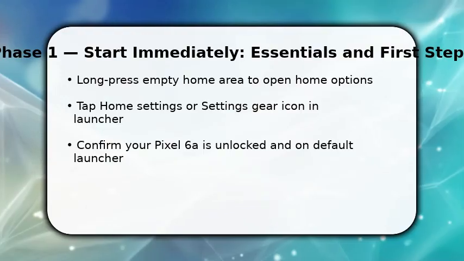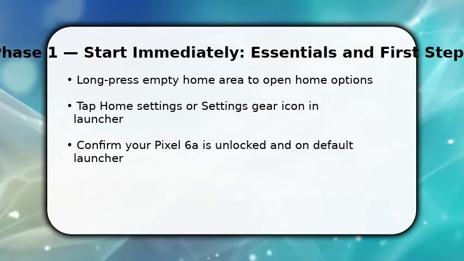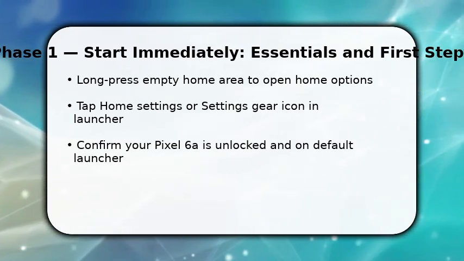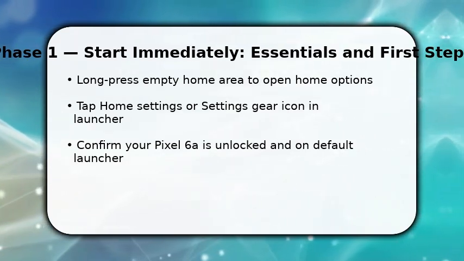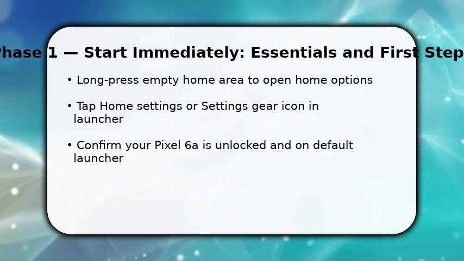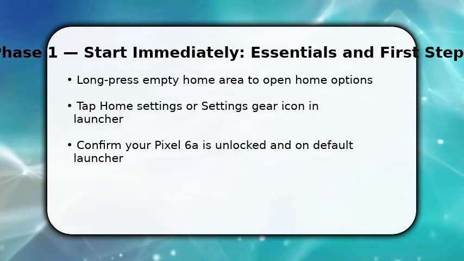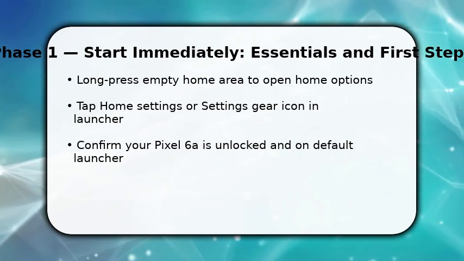You start by long pressing an empty spot on your Pixel 6a home screen. That reveals home options immediately. Once the menu appears, tap Home Settings or the small gear icon. This opens launcher controls where the Google search bar lives.